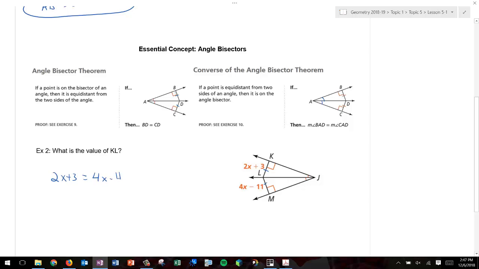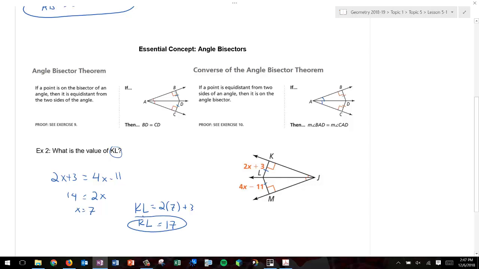And we're going to do the same thing that we did up top. We're going to end up just solving this out and then plugging back in because they want KL. So we'd have KL equals 2 times 7 plus 3, so we'd have 17 for KL.